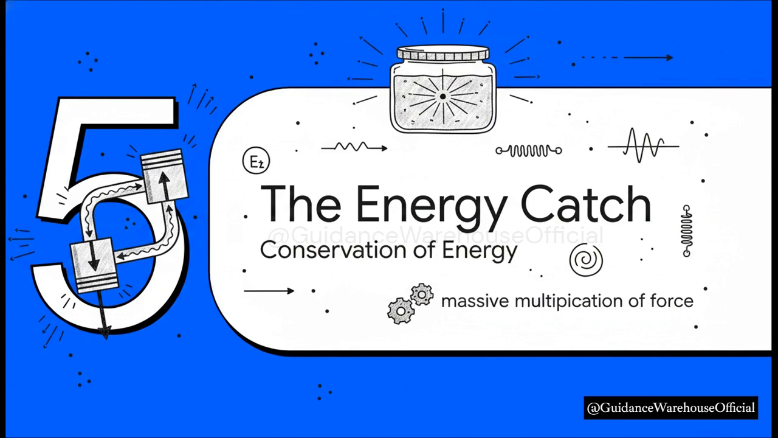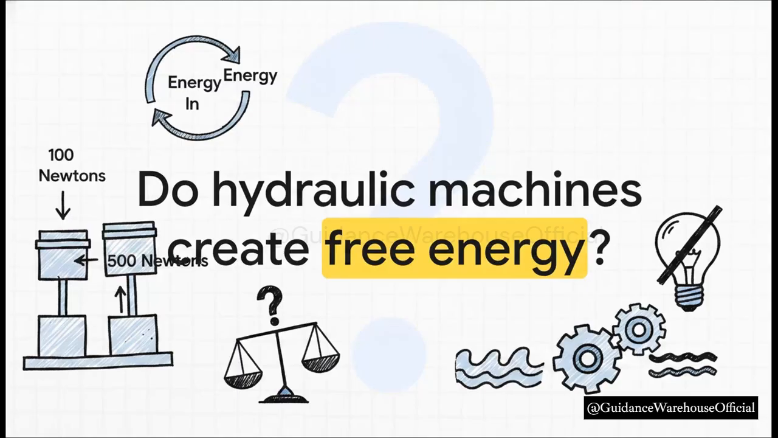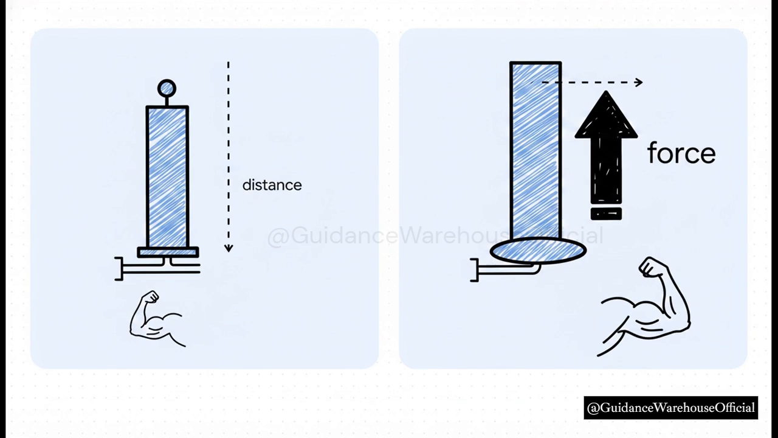Now, if you're really paying attention to this massive multiplication of force, you're probably asking yourself a classic, very smart student-style question right about now. You're probably thinking, wait a minute, if I put just 100 newtons in and I magically get 500 newtons out, are hydraulic machines just creating free energy out of thin air? Doesn't that completely break the fundamental law of the conservation of energy? The answer, of course, is no. You aren't breaking the universe. Here is the physical trade-off you have to make.